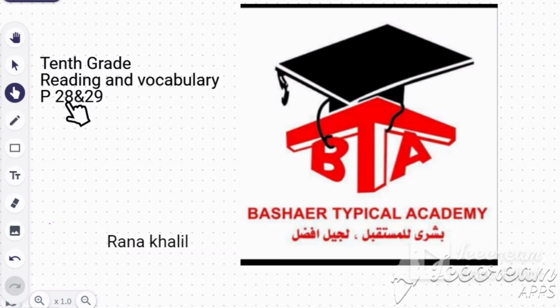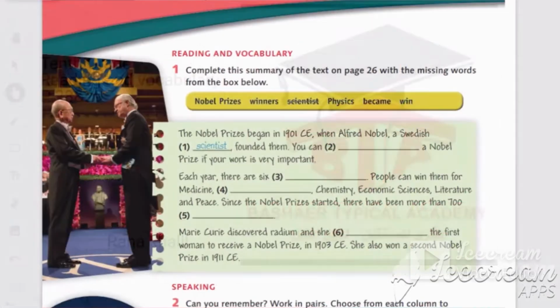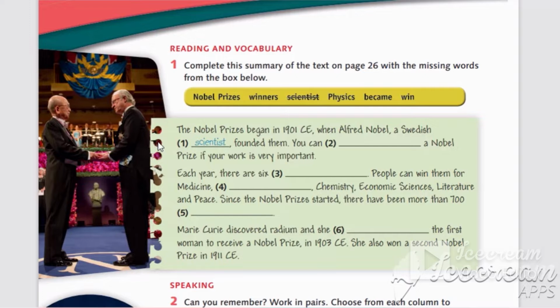Students book page number 28 and page number 29. First of all, open your students book page number 28 and look at the picture. We have a picture. What do you think this picture is about? Excellent. It's about a prize. It's about a certificate for someone who won a prize. So this is a summary of our last lesson about the Nobel Prize.